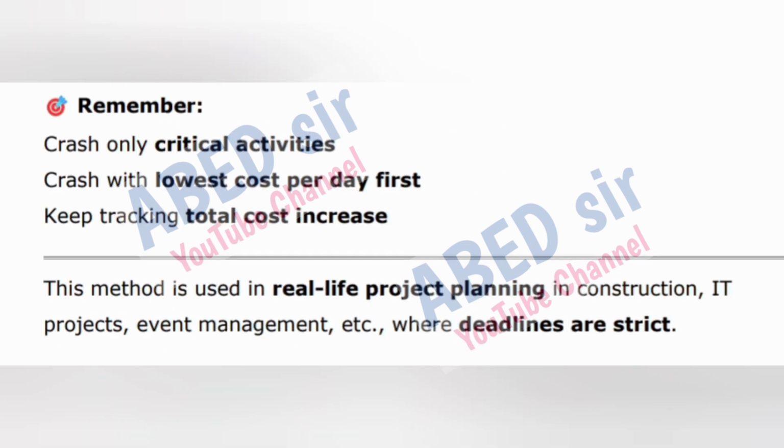Remember, crash only critical activities. Crash with lowest cost per day first. Keep tracking total cost increase. This method is used in real-life project planning in construction, IT projects, event management, etc., where deadlines are strict.